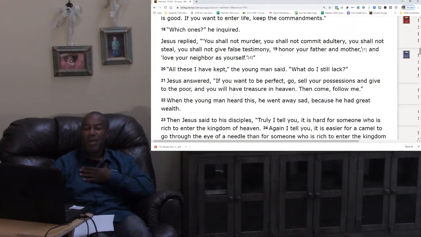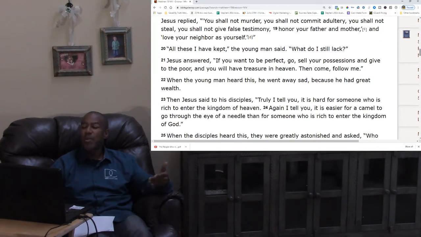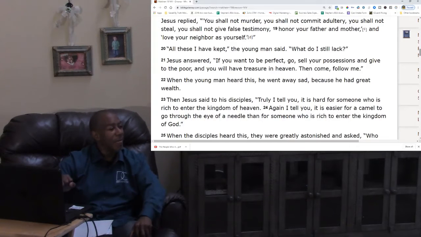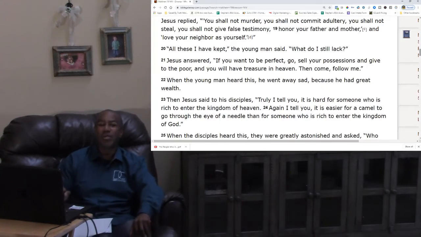For the majority of the world, there's a lot of them, some people lack. But the biggest one people lack, the one that Satan tried to get everyone to disobey, was remembering the fourth commandment, the Sabbath day, by keeping it holy. It says, if you want to be perfect, go sell your possessions and give to the poor, and you will have treasures in heaven. Then come follow me. See, that's the one he lacked. That's why Jesus answered that question with that one.